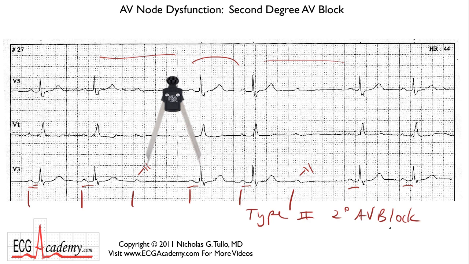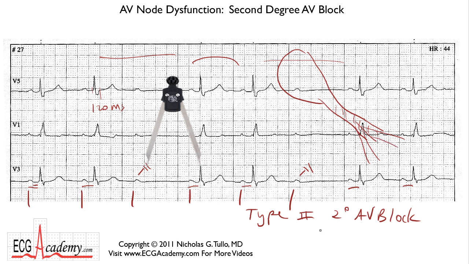Now type 2 second degree AV block suggests that the block is below the AV node in the His bundle and the bundle branches. And sure enough, the QRS complex is a bit wide. It's more than 120 milliseconds in duration. So this is a patient who has significant disease below the AV node, and his conduction system is failing in a very characteristic way.